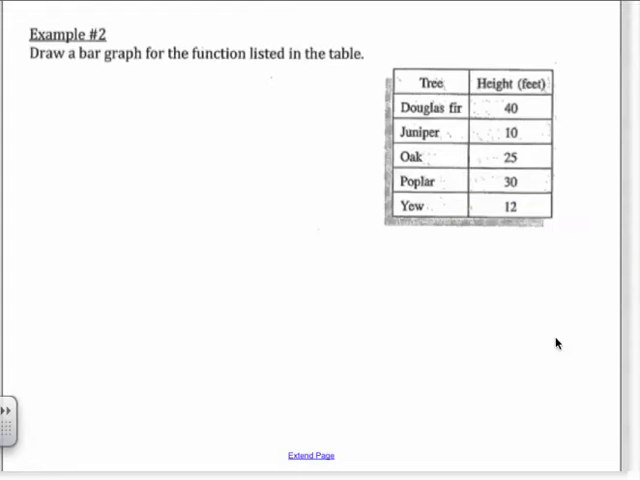Okay guys, example number 2 says draw a bar graph for the function listed in the table. And guys, generally you'll remember line graphs are something we use when we're looking at the change in a quantity over time. It shows us something that goes up and down, and line graphs look like this as things change over time. But that's not what this asks, Miles and Devin.